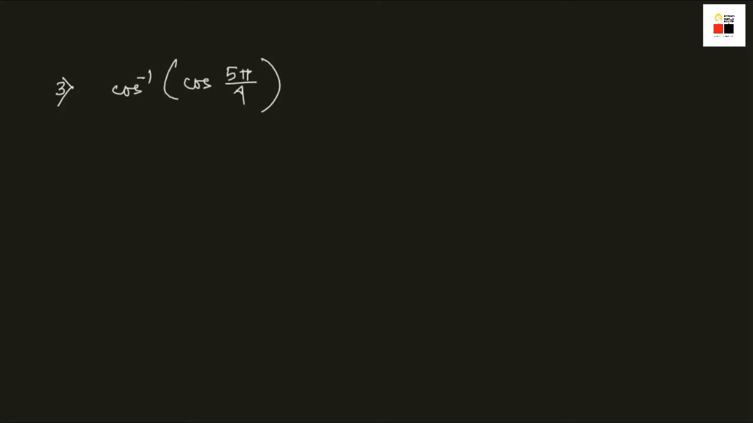Next problem is cos inverse cos 5 pi by 4. This is not equal to 5 pi by 4, since 5 pi by 4 does not belong to 0 comma pi. In this case we apply the previous trick.